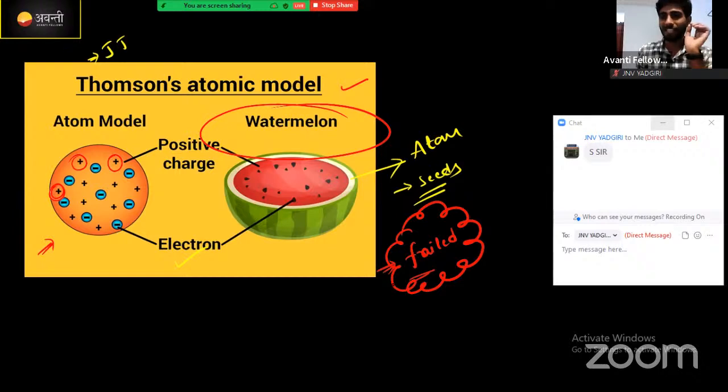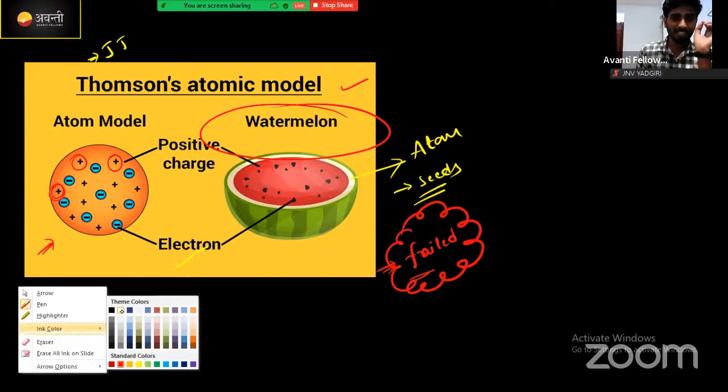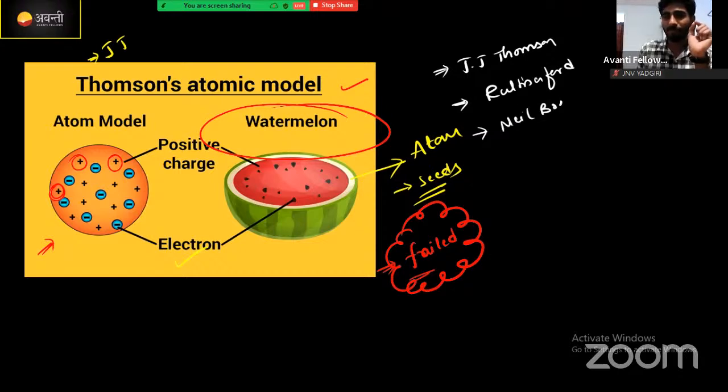Majorly, guys, in this chapter on the atom we are going to discuss three scientists' theories. The first one is already over, that is J.J. Thomson. Second one is Rutherford. Third one is Niels Bohr. These three people's stories are what we are going to discuss in this whole chapter. Clear?